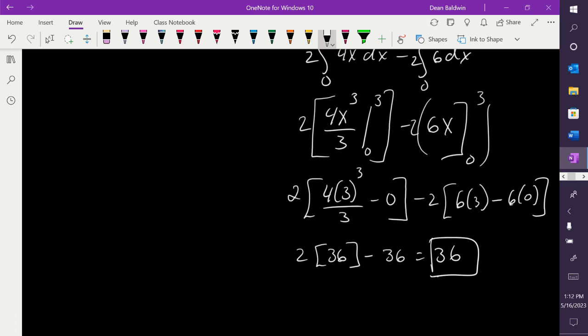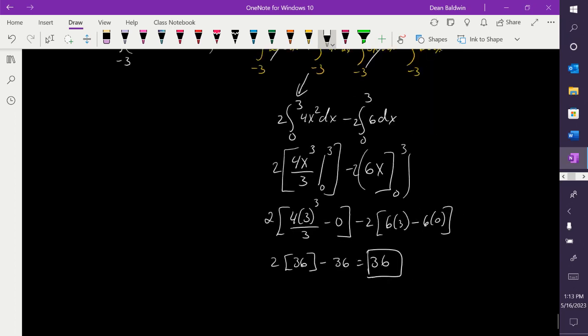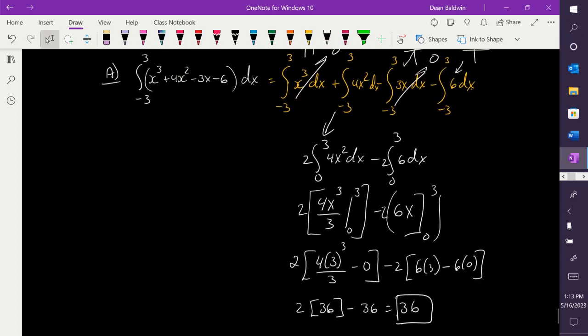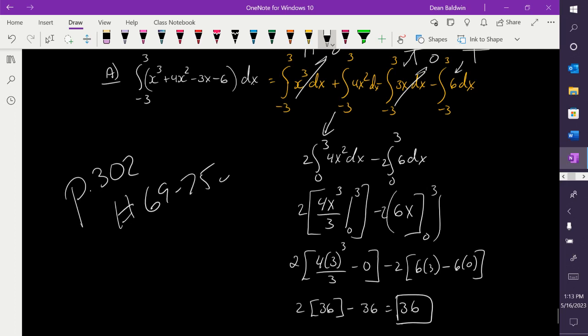Does that make sense? People are just randomly writing down. But the point is, if it's a polynomial, just think of it as separate integrals. Make your life easier, right? And if it's an odd exponent, you know it's going to 0. If it's an even exponent, then you can go from 0 to 3. Just remember to multiply your answer by 2. Or, I mean, you can integrate this the long way. You're going to have to plug in -3 and 3, and that's going to be probably fairly big. Okay? Page 302, 69 to 75, odd, please.